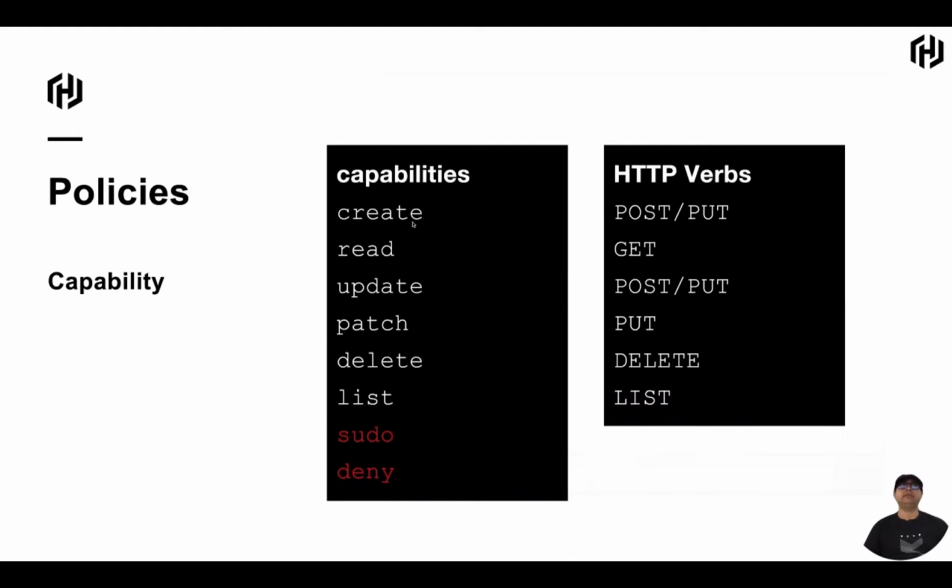What are the various capabilities that are available? These are create, read, update, patch, delete, and list. These match with the HTTP verbs. For example, the create capability matches with the POST and the PUT HTTP verbs. There are two special capabilities, sudo and deny.